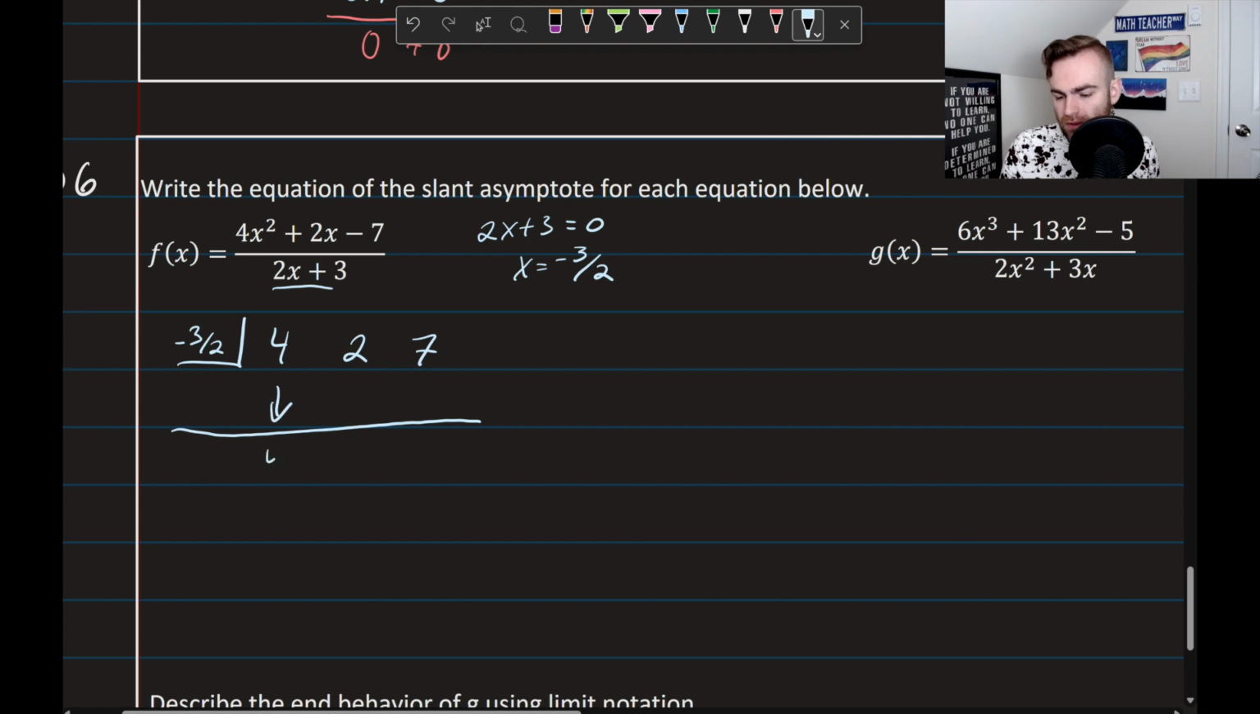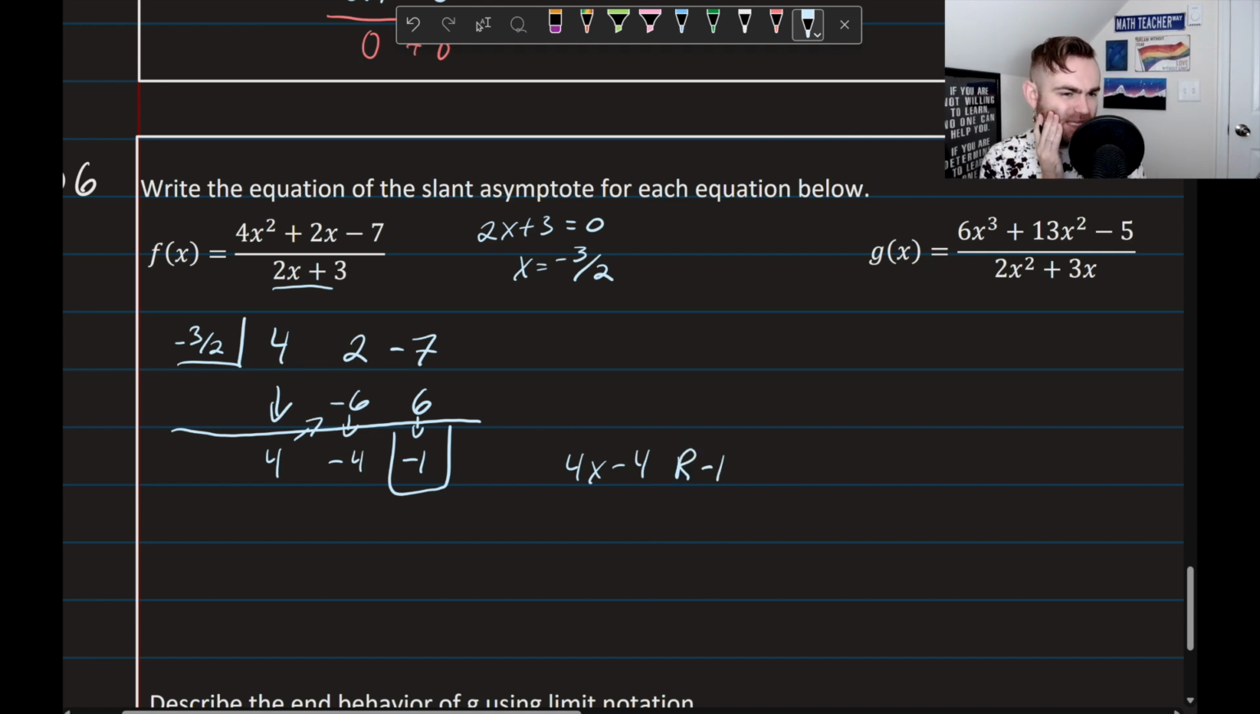We're going to drop the 4. 4 times negative 3 halves is negative 6. Add those together, we get negative 4. Negative 4 times negative 3 halves is positive 6. We add those together, and oh, that's a negative 7 plus 6, and we get negative 1. So that would be our remainder there. So what does this turn into? Well, it turns into 4x minus 4 with a remainder of negative 1.